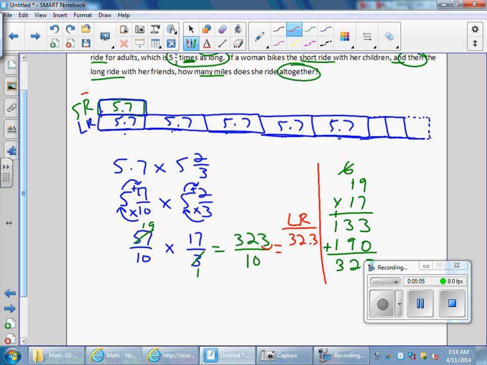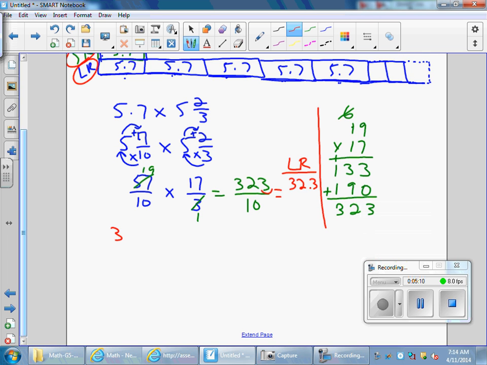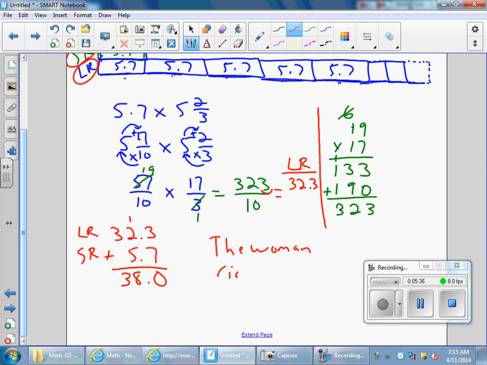What I would do is take that and add it to the short ride, which was 5.7. So 32.3, that's the long ride, plus she is doing the short ride with her children, is a total of 38.0 miles. The woman rides 38 miles total.